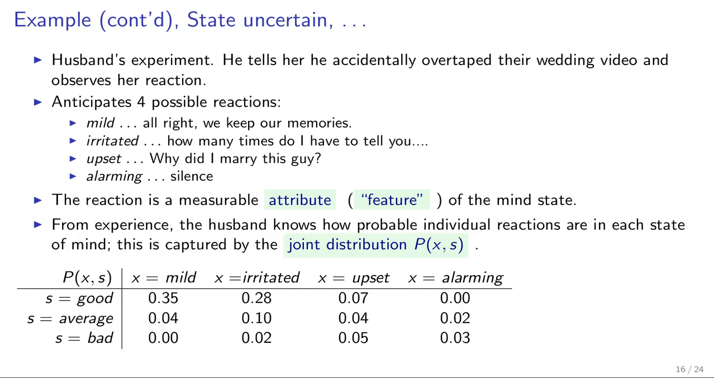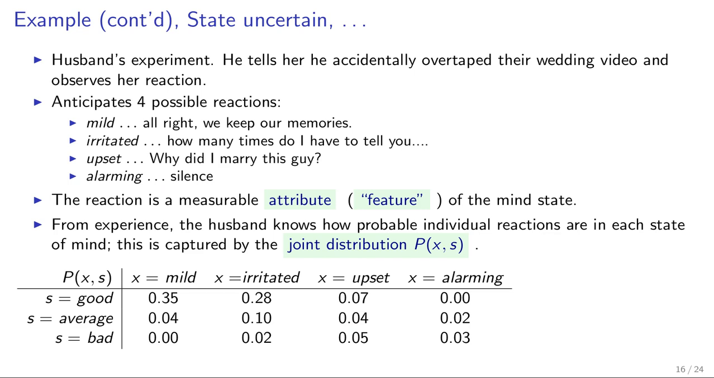And then as he collects evidence, as he collects data over time, he is able to come up with this joint probability distribution table of these features that he observes and the actual hidden state, which is the mood that she really has. If her reaction is mild to that incident, then she's likely in a good mood. Instead, if her reaction is not mild, then the probability that she's in a good mood is lower. Wait, how do I read this? The probability that she is in a bad mood is 0 when the reaction is mild. Instead, the probability that she's in a bad mood is higher when she has this upset or alarming reaction. So this is what links the states and the features.